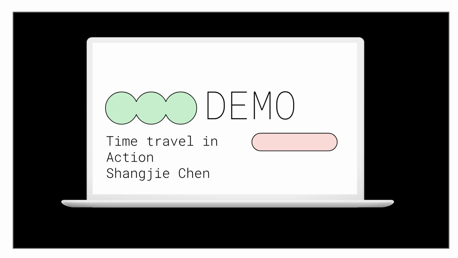We've all been there. You push a seemingly small change to production, and suddenly, everything breaks. Usually, fixing it involves panic, digging through logs and hotfixes. But what if you could just go back? Today I'm going to show you time travel in action. It's not science fiction. It's the fastest way to revert the state of your application to the exact moment before the crash. Let's jump into the demo.